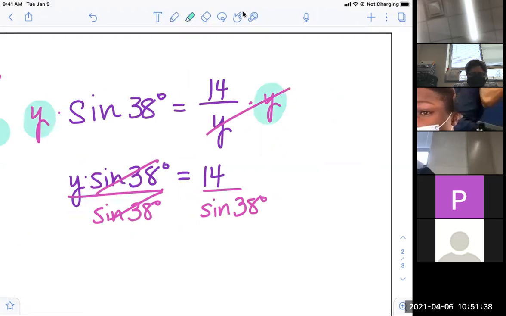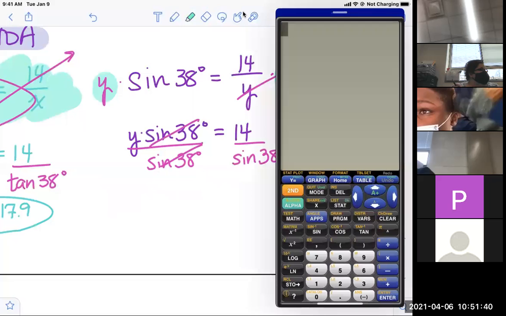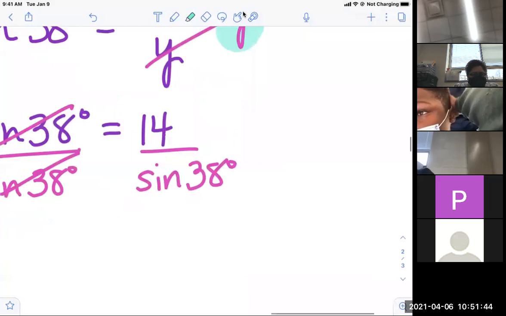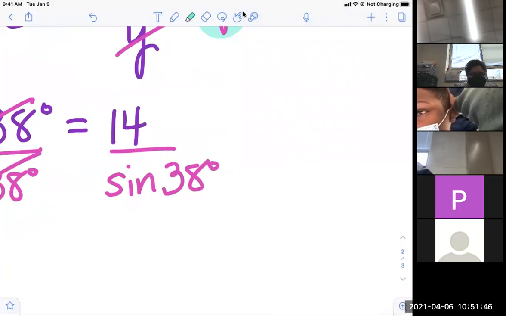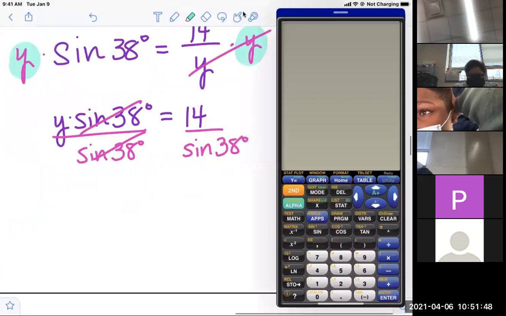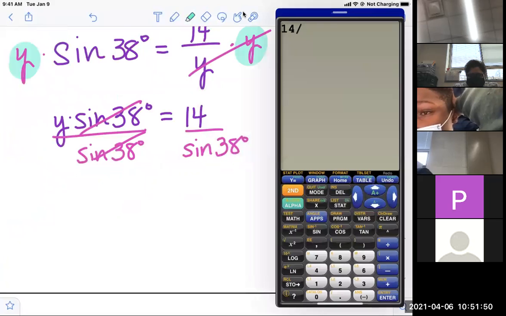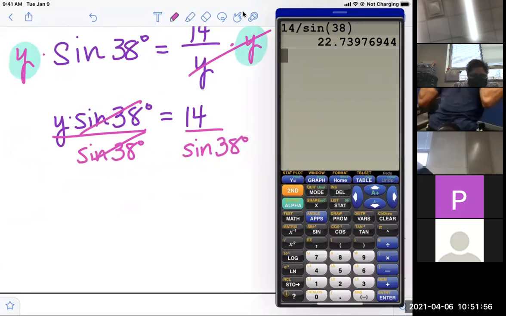Okay. So what you're typing in the calculator, you should not be touching your calculator until the very, very end. I should be able to see on your paper what you're going to type in the calculator. Okay, so we're typing in the calculator 14 divided by sine 38, all at one time, and then round it to the nearest 10th. It'll be what? 22.7. Again, that's a length.